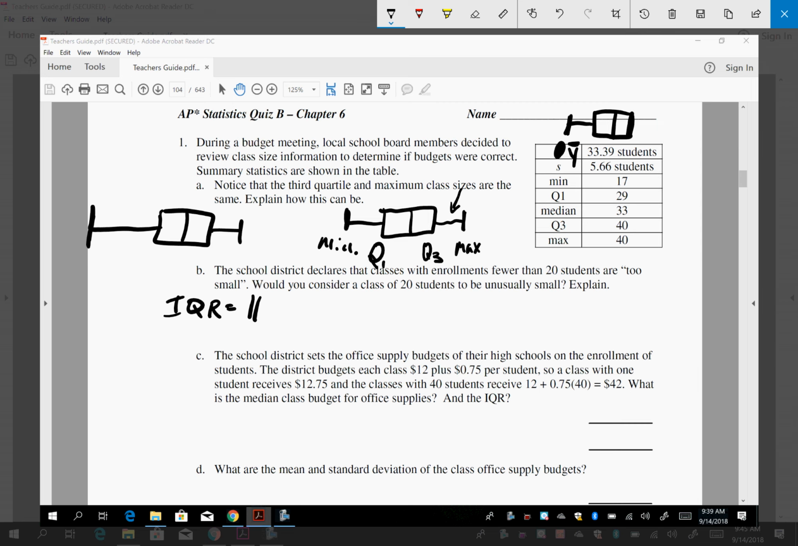40 minus 29. Then we take that number, write this down, Bashir, and do 1.5 times that. What's 1.5 times 11? 16.5. Very good, Alyssa. So we're going to find our lower fence and our upper fence by doing quartile 1 minus 16.5 and quartile 3 plus 16.5.